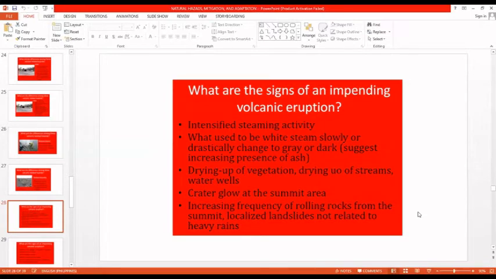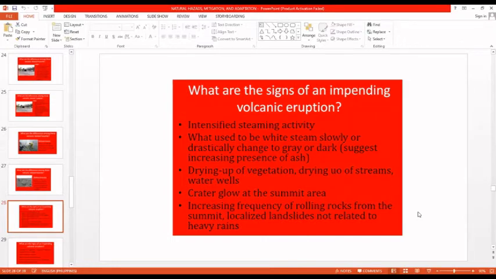So next, what are the signs of impending volcanic eruption? Merong steaming activity na nangyayari. Yung steam, di ba, white, dati kasi yung steam white talaga siya basically, di ba? Para lang yung nagsi-steam, yung mainit na tubig ganon. So kapag malapit nang pumutok ang bulkan, yung steam na color white, nagiging gray or dark siya dahil sa presence ng ash.